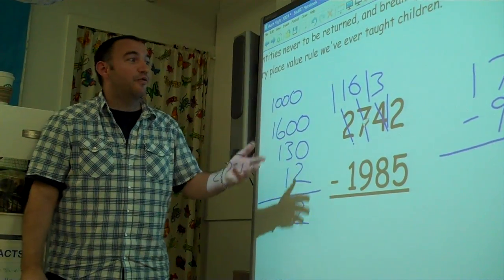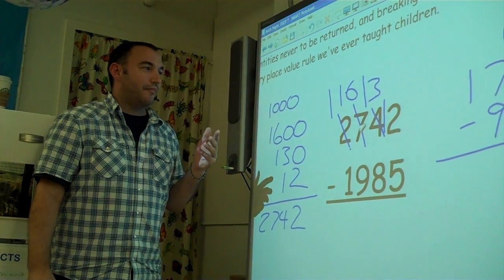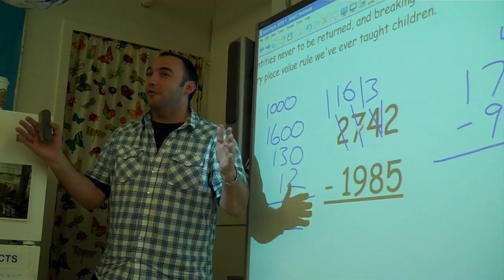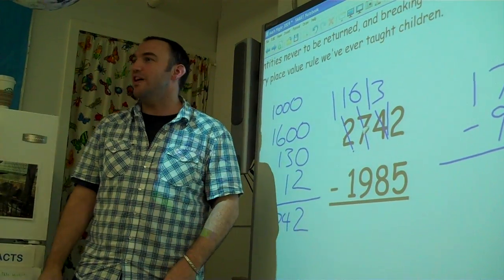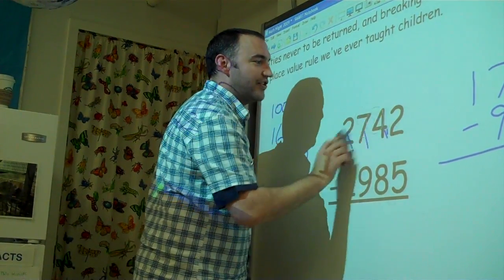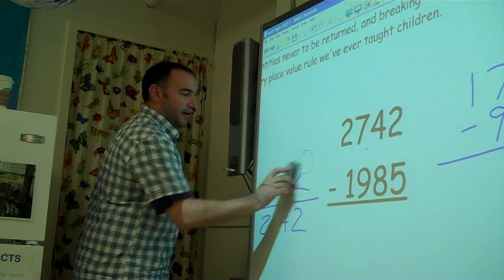And the traditional algorithm for regrouping, with addition, I said, with really large numbers, it has a place. I think with subtraction, it almost never does. I can't think of a time when this is the ideal way to subtract.